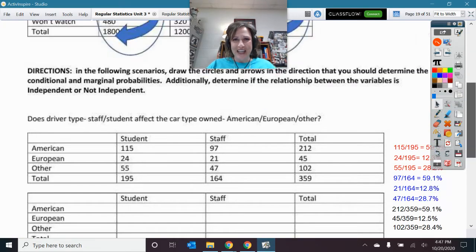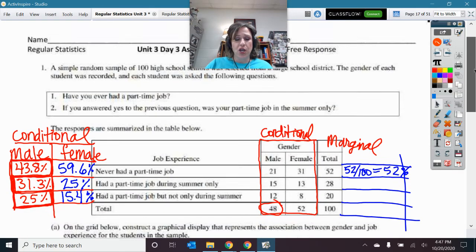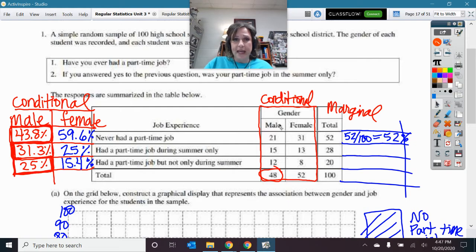All right, let's look at our problems about independence. So, this is our two-way tables, and now our two-way tables may be organized differently. The ones that we have looked at so far have all been organized such that we had our male and our female, and then the denominator was at the lower part, the bottom of that category. So we had 48 males and 52 females, and those were our denominators when we would come up with our percentages. Okay. And then for our marginal, 100 was the denominator.